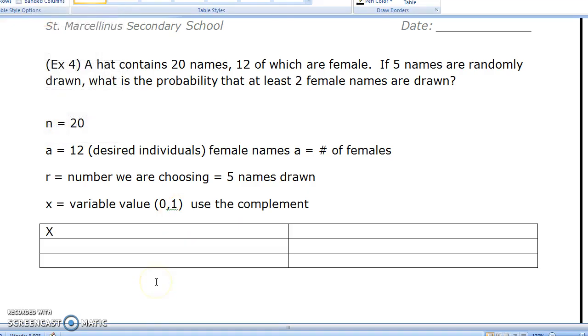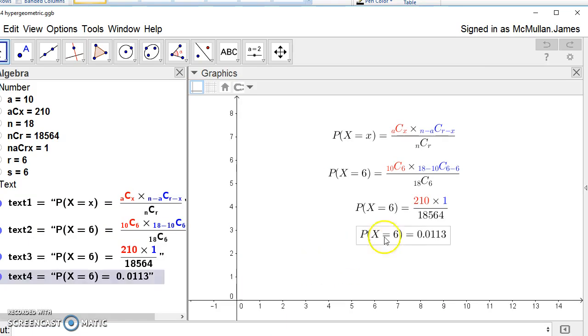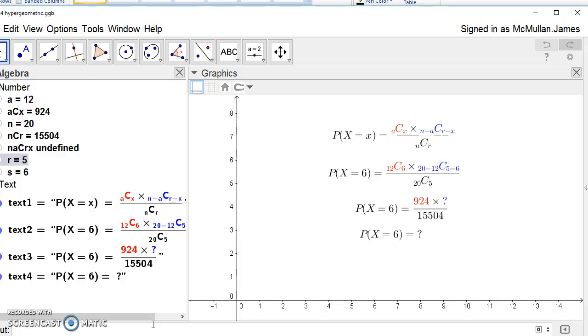Simply here we'll go X, it keeps making it uppercase. The probability that our random variable X is actually equal to that x. We're looking for 0 or 1. And once again, I'm just going to use GeoGebra here to help us calculate. So n was 20, right? A was 12, and r is 5. Okay, now x is 0.